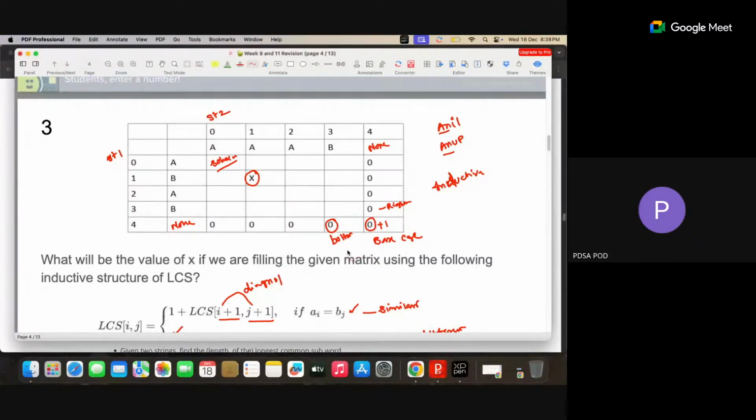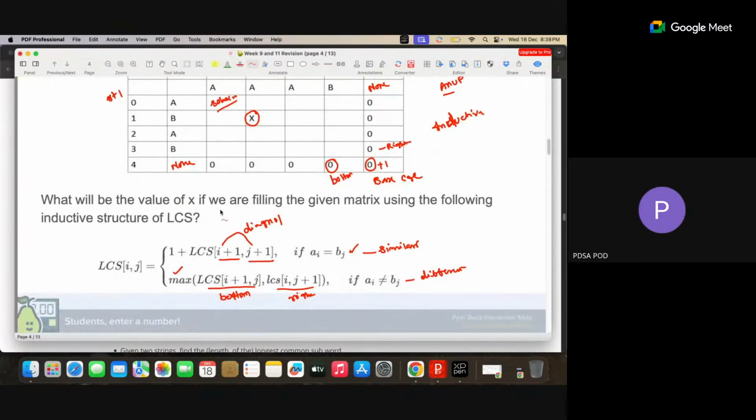So why do you take the maximum? Whether the first string is matching more characters in the second string, or the second string is matching more characters in the first string, out of this, which is the maximum, that one we are taking. That is called max. Is it right?